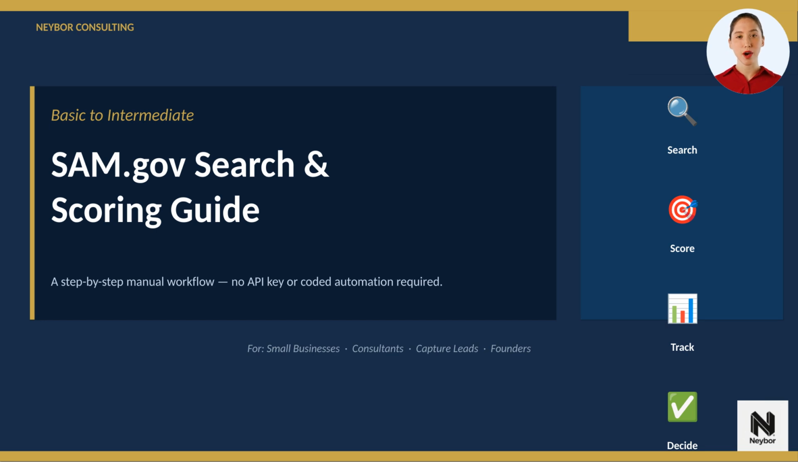This presentation walks you through a practical, step-by-step process for finding, filtering, scoring, and tracking federal contract opportunities, all without using an API key or any coded automation. Everything you will learn today can be done directly on SAM.gov, in your email inbox, and in a simple spreadsheet. Whether you are a small business owner, a consultant, or a capture lead, this guide will help you build a repeatable system you can use every single day.